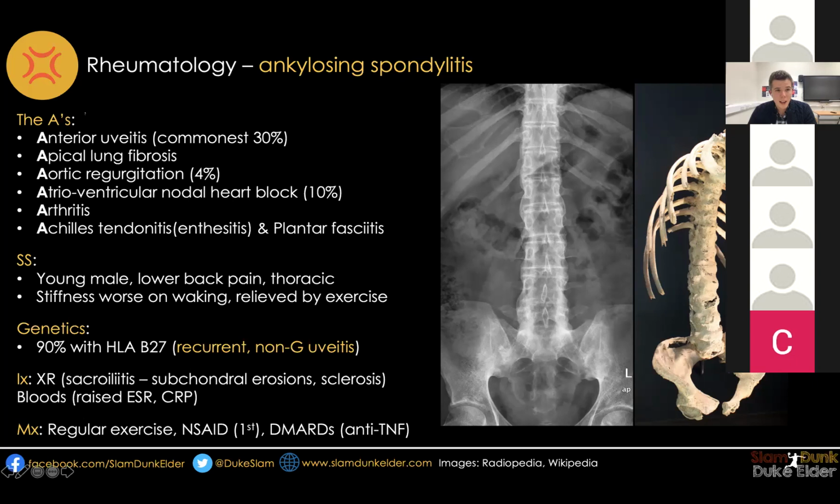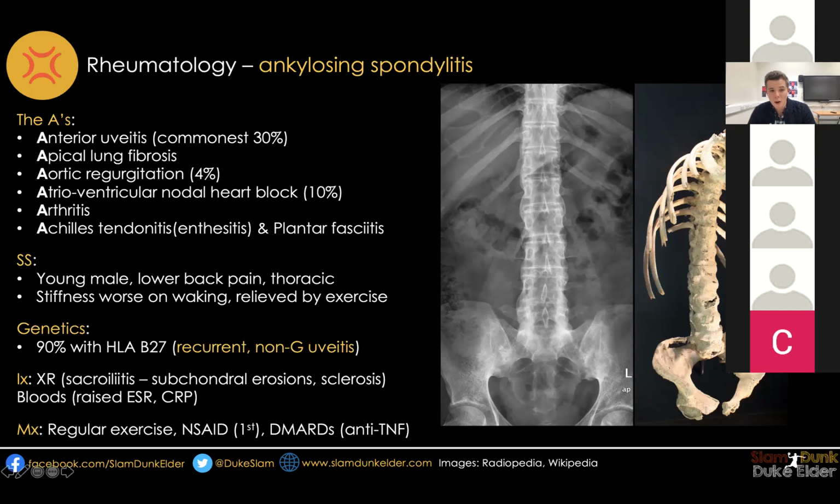Ankylosing spondylitis is classically remembered with the various A's. It's the disease of the A's. I don't know if that's the best way to remember it, but you've got anterior uveitis, which is quite common, apical fibrosis, aortic regurg, AV heart block, arthritis, and Achilles tendonitis. Young males, worse back pain in the morning, gets better with exercise, and very strong HLA presence, okay, with B27.